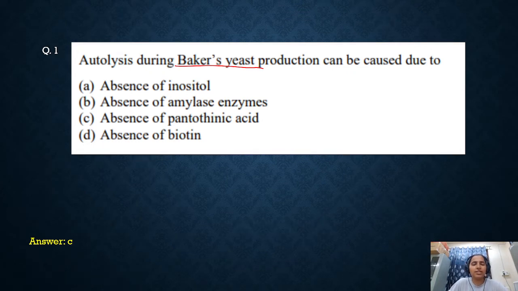So let's read the options. First one is absence of inositol. Second is absence of amylase enzymes. Third option is absence of pantothenic acid. And the fourth option is absence of biotin. So what happened in this? This pantothenic acid, due to the absence of this, like if this is not present, then autolysis of this baker yeast starts occurring. So that's why for this question answer is C. Okay.